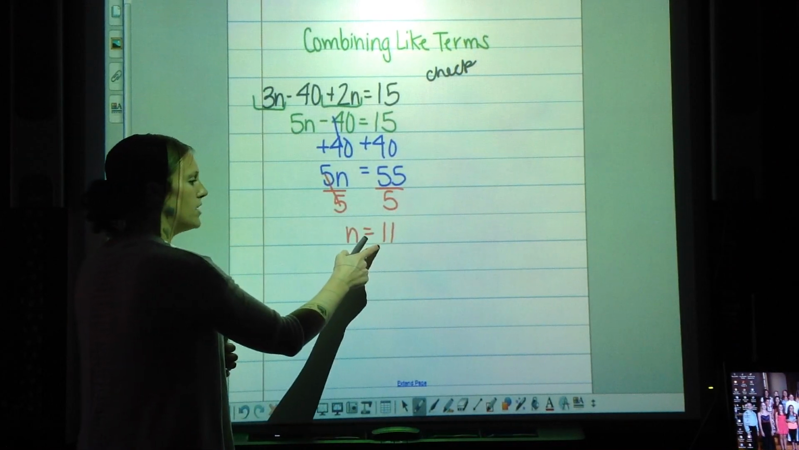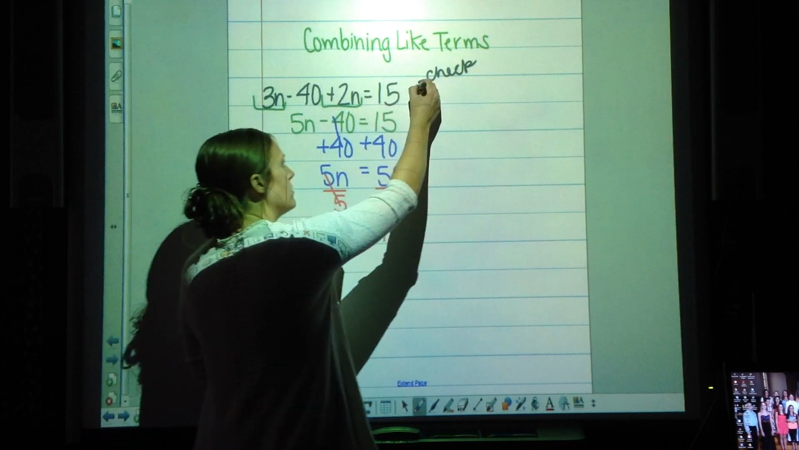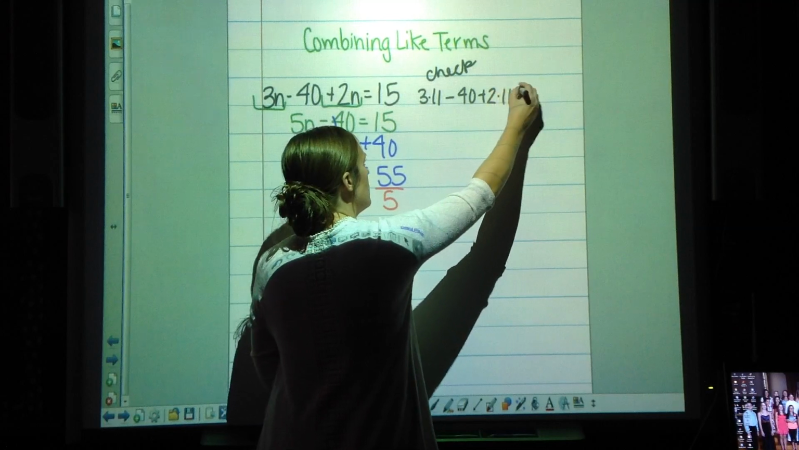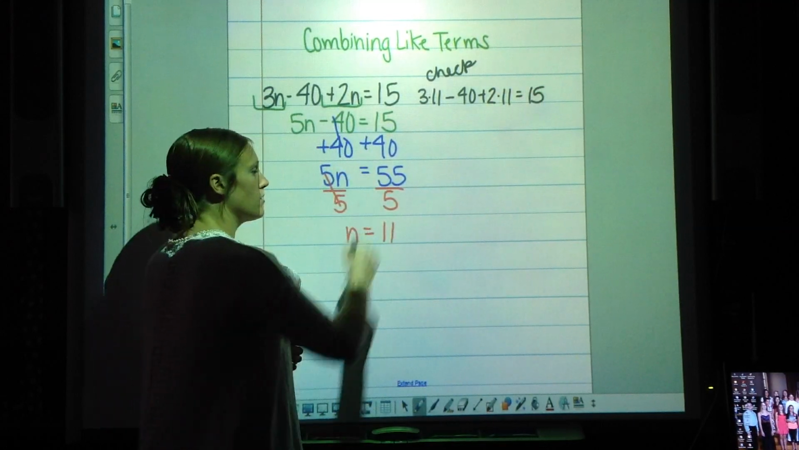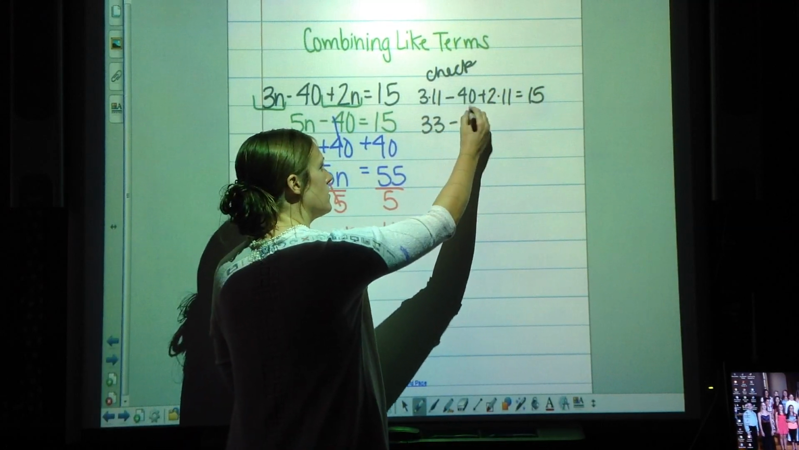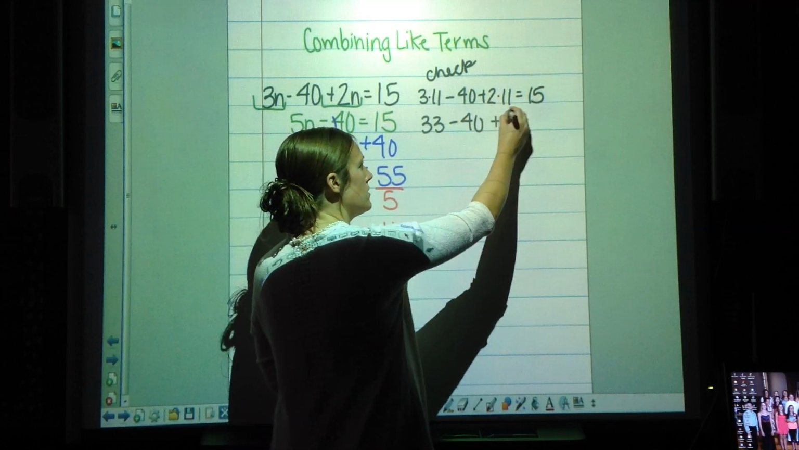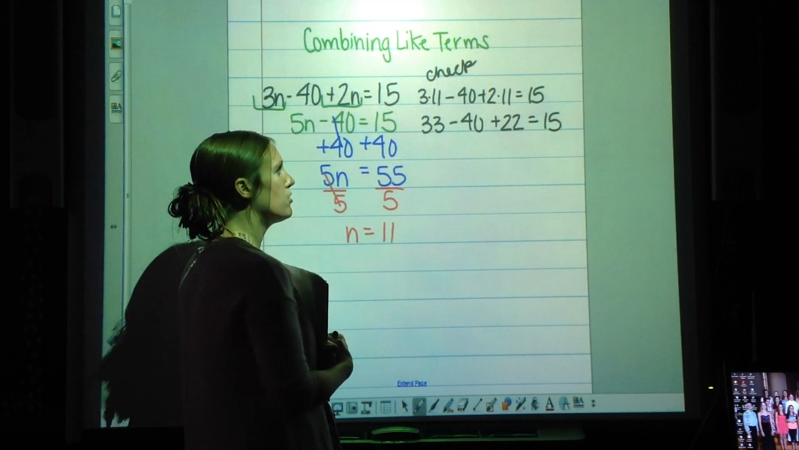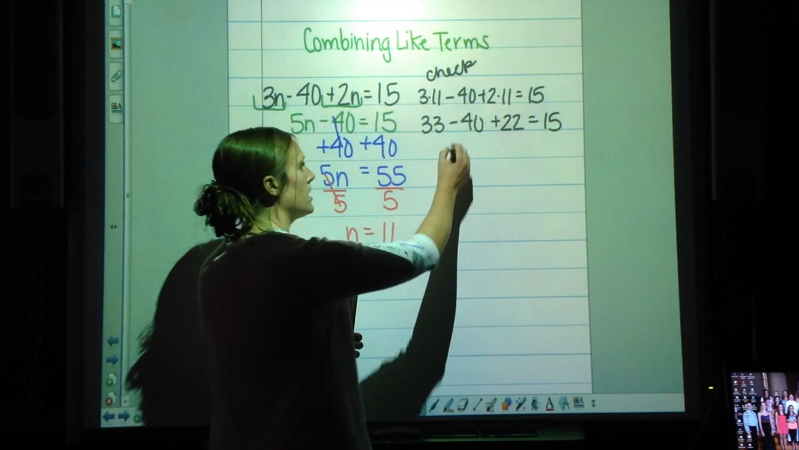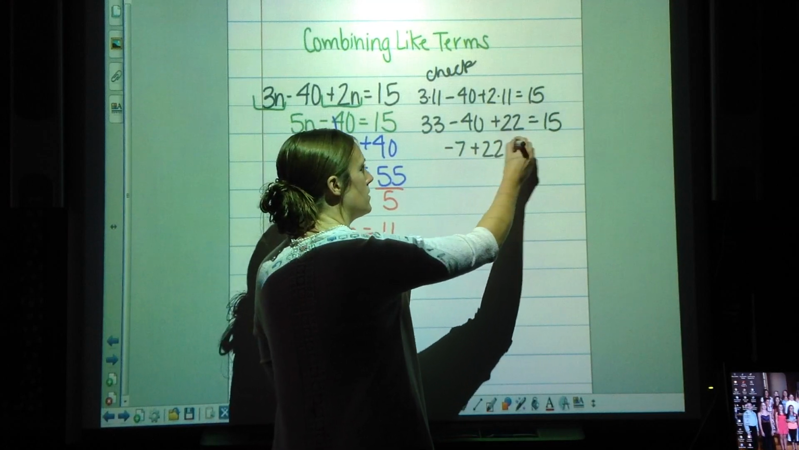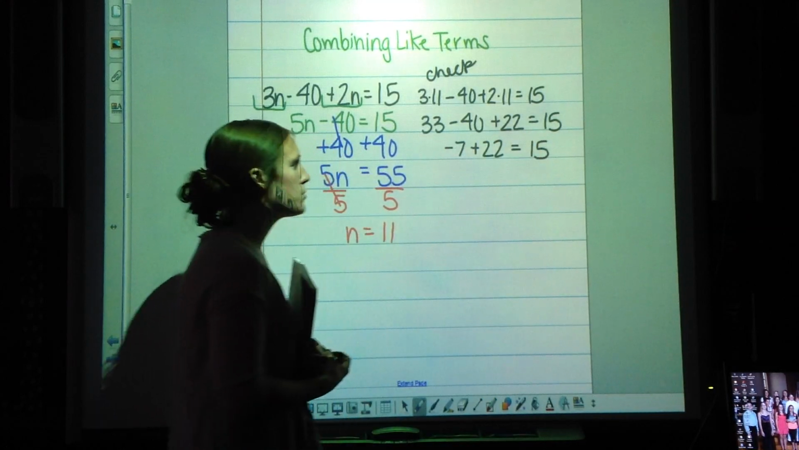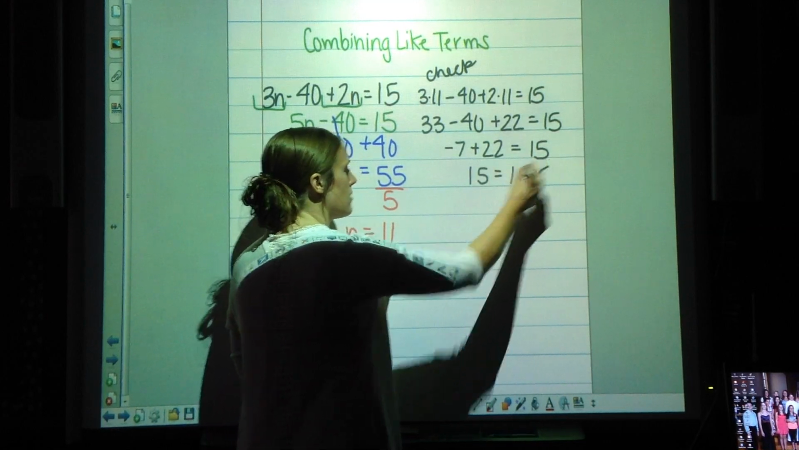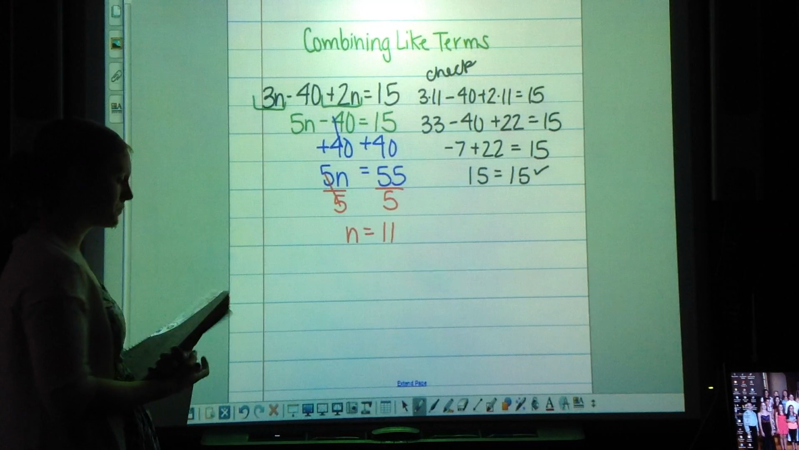And I'm going to plug 11 in anytime I see the letter n. So 3 times 11, 2 times 11. Still working on the left side of the expression. 33 minus 40 is negative 7. Negative 7 plus 22, again subtraction. Both sides are equal, so I know that this is the correct answer.